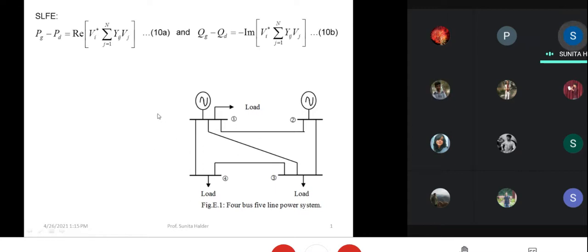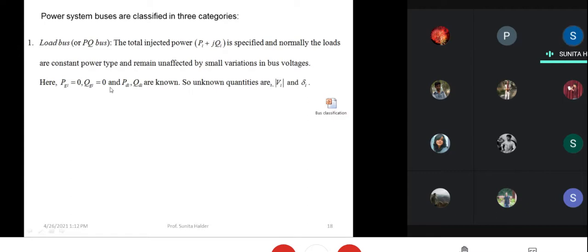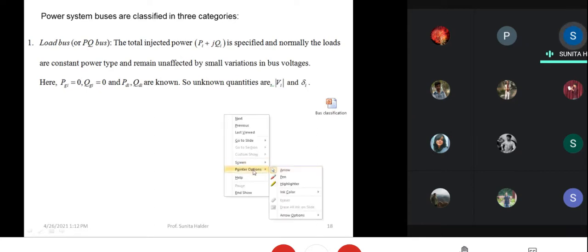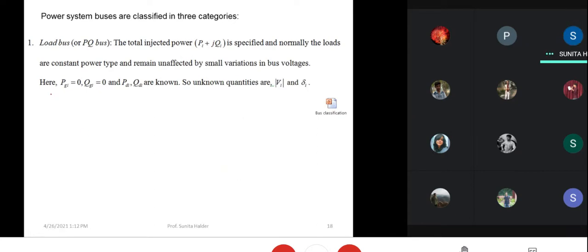So for a load bus, actually PI and QI are known. Obviously PG and QG are generally 0 and PD and QD are known. So what are the unknown quantities? Magnitude of V and its angle. So this is the simple load bus. So in a load bus generally PI and QI are known. We have to find out the magnitude of voltage and delta, right?